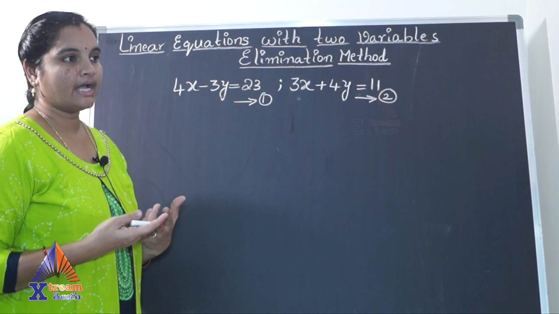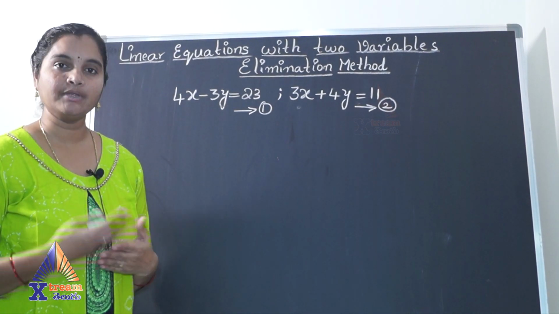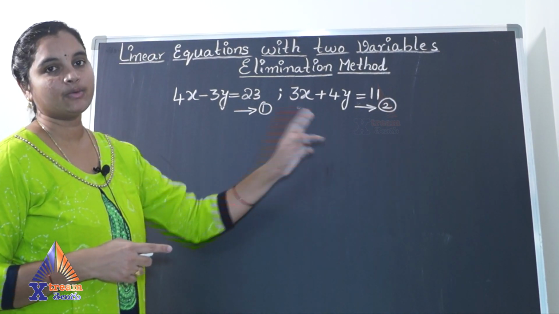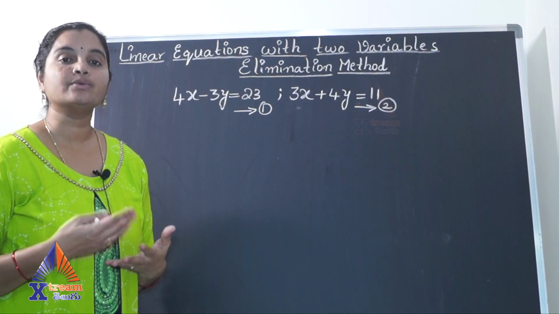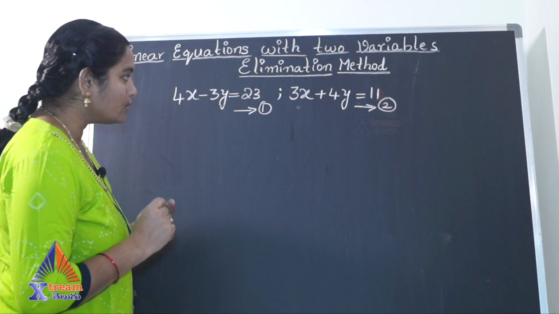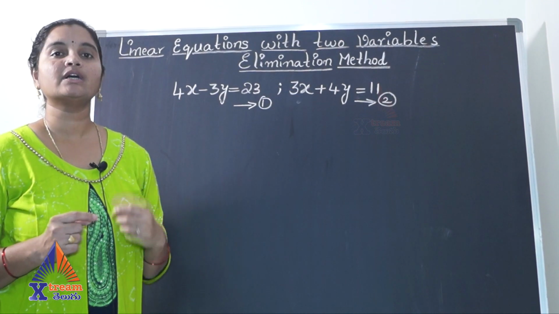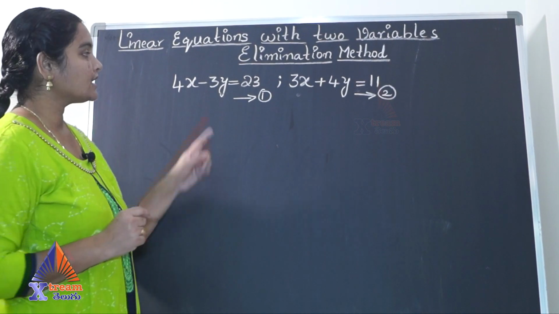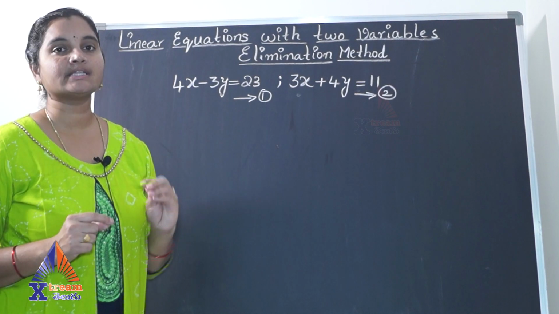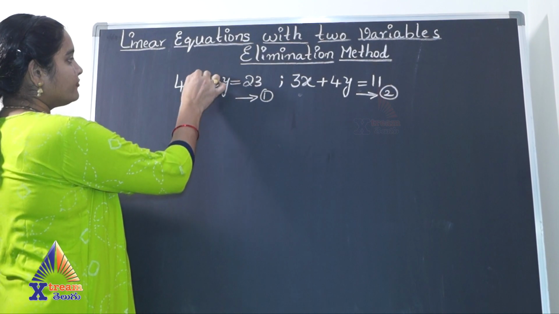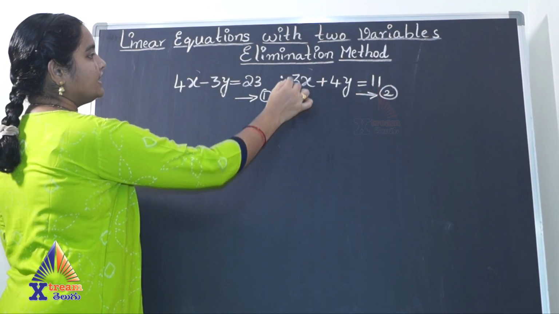When we don't have like terms to eliminate, then we have to create like terms for these equations. How can we do that? We can do it by multiplying each equation with a number which makes one term a like term. Now if you observe, we have 4 here, we have 3 here.